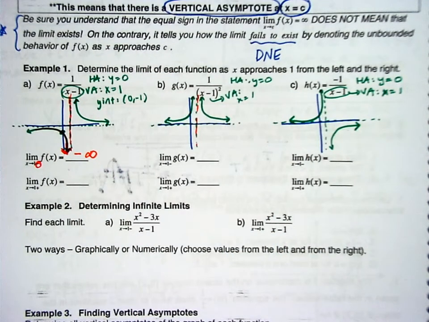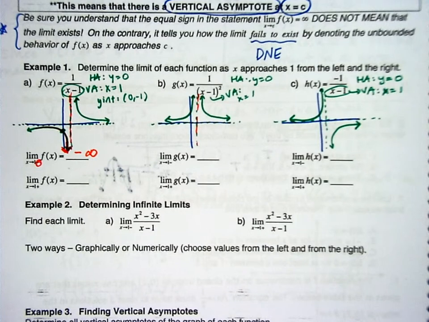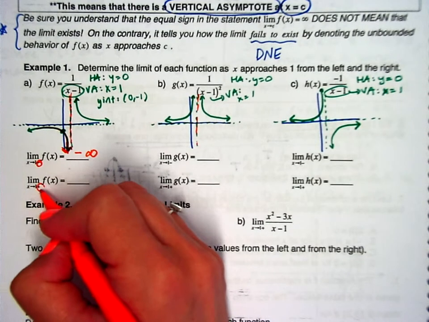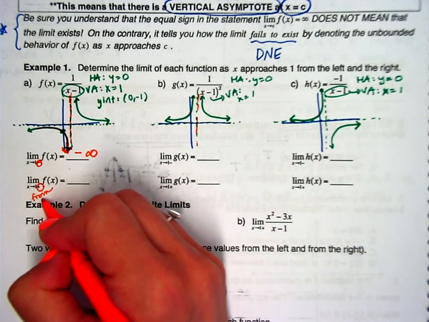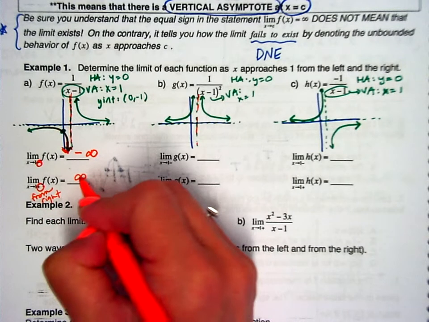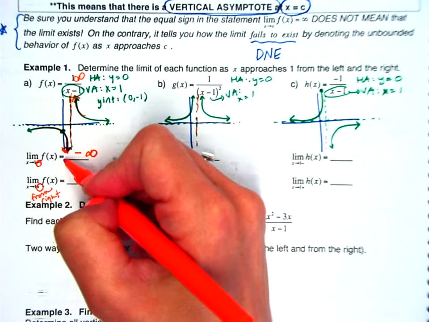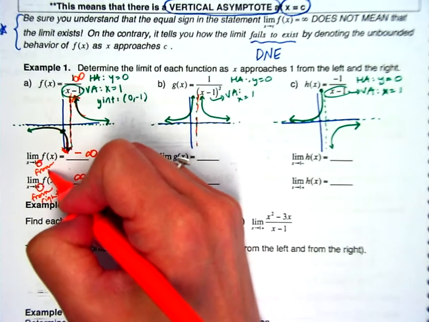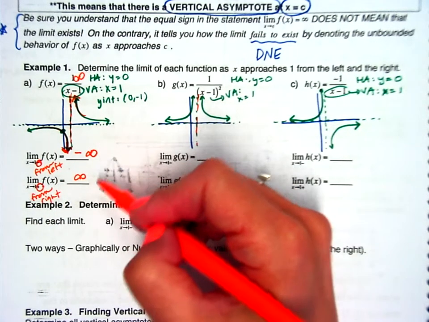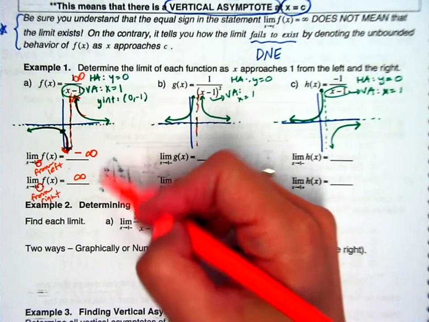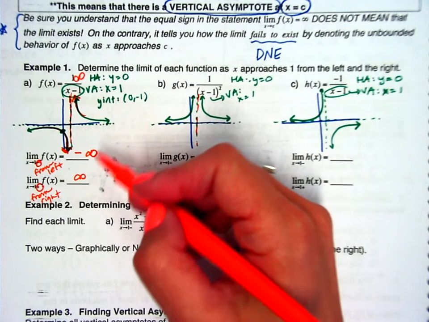Because it's going down, down, down. That's going to be our negative infinity. How about from the right? Positive infinity, right? Because I'm going up, up, up. So these are going toward positive infinity, whereas these are going toward negative infinity. Does that make sense? So where in the past you would say DNE, instead of doing DNE now, we want to be more specific and tell us what's actually happening, okay?